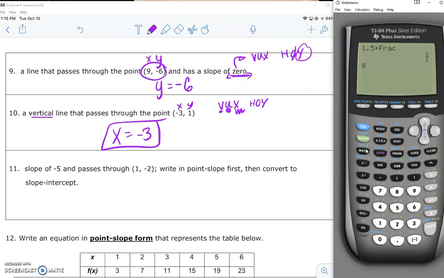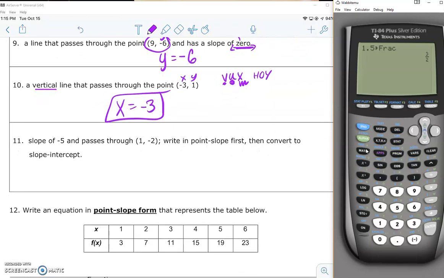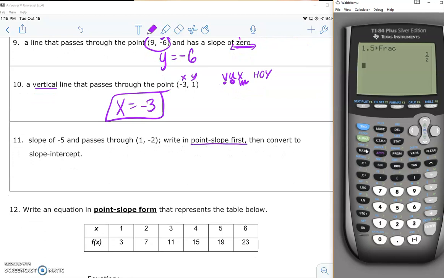Number 11, a slope of negative 5 and passes through the point 1, negative 2. Write in point slope first, then convert to slope intercept. So this problem tells us we are starting in y minus y1 is equal to m times x minus x1, which makes sense because we have a point and we have a slope. So it makes sense for us to start in point slope form. So y minus y1, that is the y value from my ordered pair, so minus negative 2 or plus 2 is equal to m, negative 5, times x minus x1, so x minus 1.